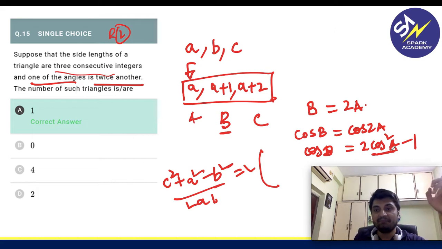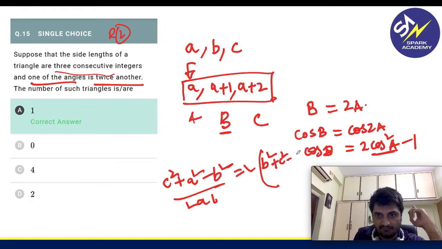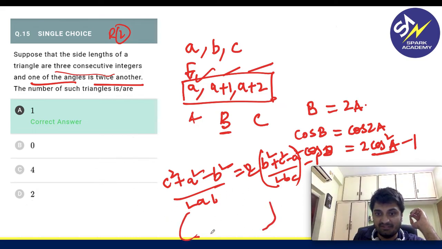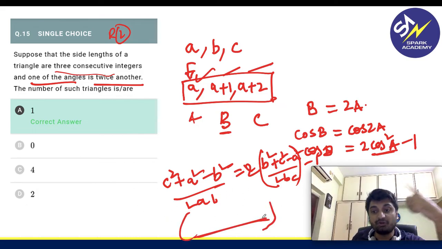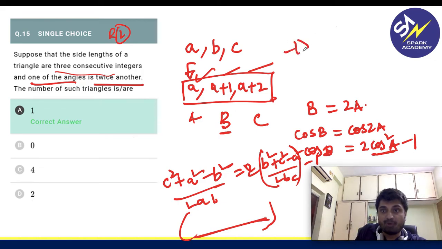How do you write now? Cos square A is (B square plus C square minus A square) by 2BC, and I am writing minus 1. You know A, B, C now. Substitute, simplify, and you will get some equation of A. Now you have to check how many values of A are possible. The number of possible values of A will give us the final answer.